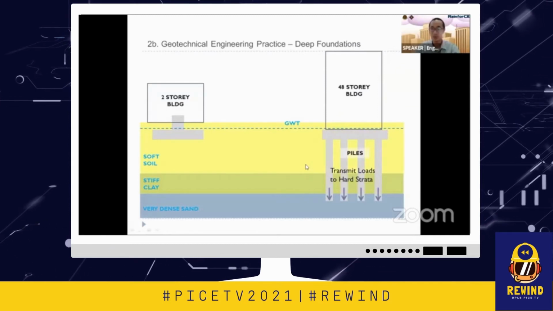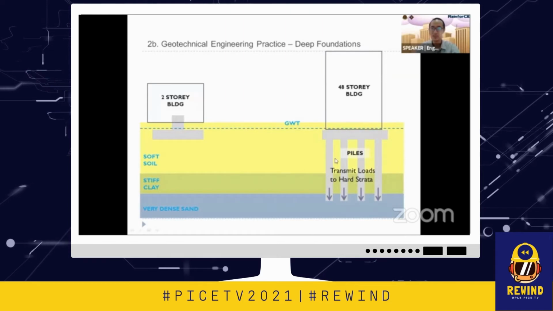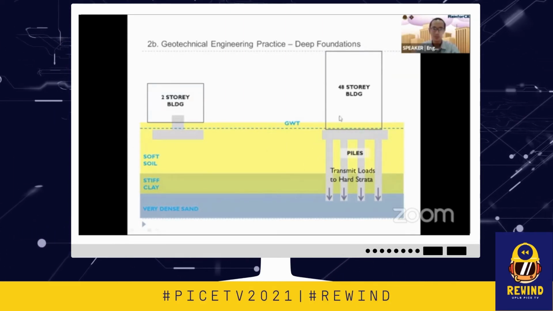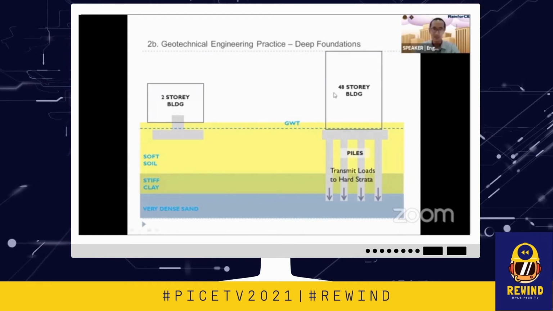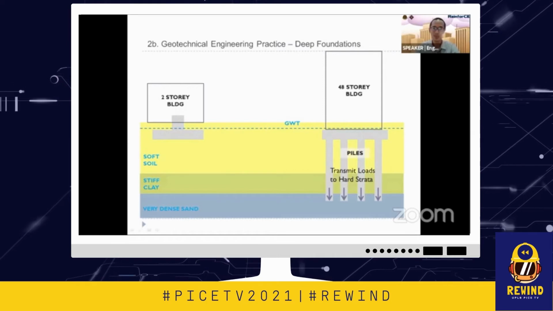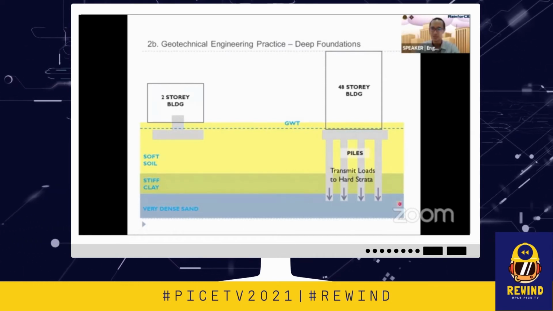Then our 48-story building, the geotechnical engineer, looking at the soil profile, will recommend that the 48-story building foundation be on piles. The purpose of the piles is to transmit loads to the hard strata.